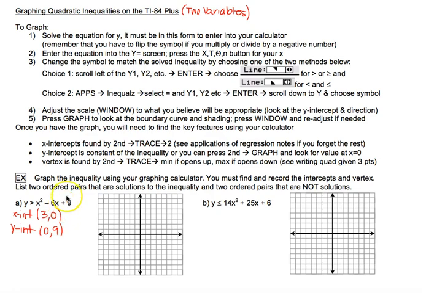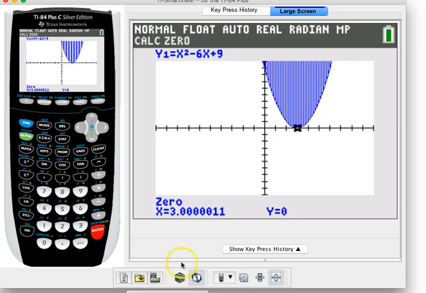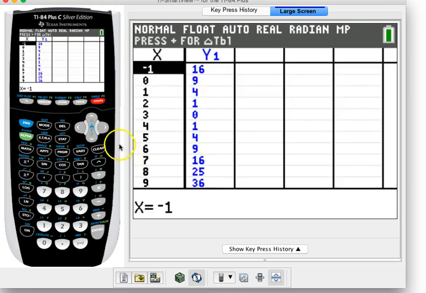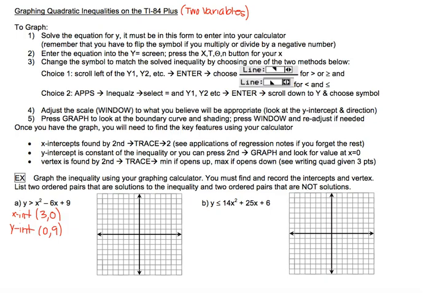It's at 0.9. If you want to do it in the calculator, if you press second graph, remember it gives you a whole bunch of points. You look for when x is 0, and we can see that it's 9 here. Notice that in this case, we can also see 30. If we want some other points to plot, that can help us as well.